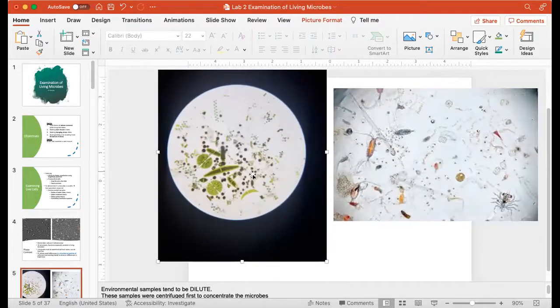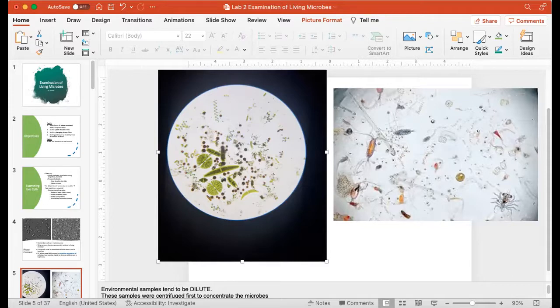Now, these samples were centrifuged. They were put into a centrifuge to gather all of the material together in a pellet. And then that pellet was essentially put onto a microscope slide. That's why there are so many things visible all together.